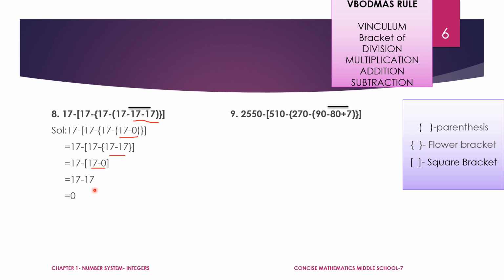Ninth question. 2550 minus 510 minus 270 minus 90 minus 80 plus 7. Here, you need to solve the vinculum first. That means 80 plus 7. You have to solve only the integers under this vinculum. That is 80 plus 7, and then it becomes 87. I have made no changes in the other integers. I am just solving whatever I am underlining. As per the preference, here I am checking it and making the changes in each step.